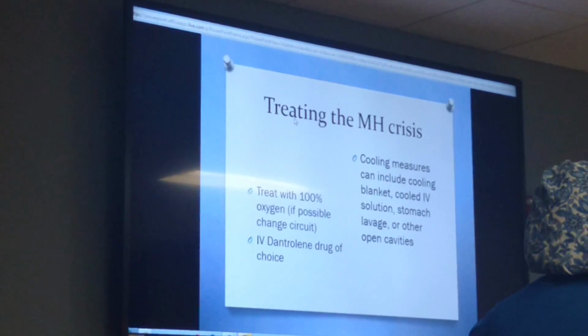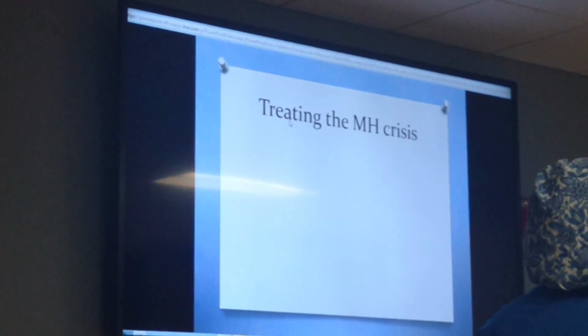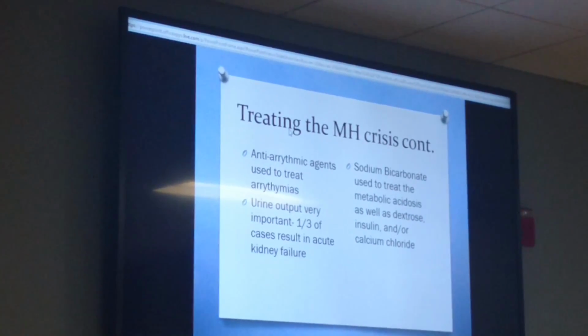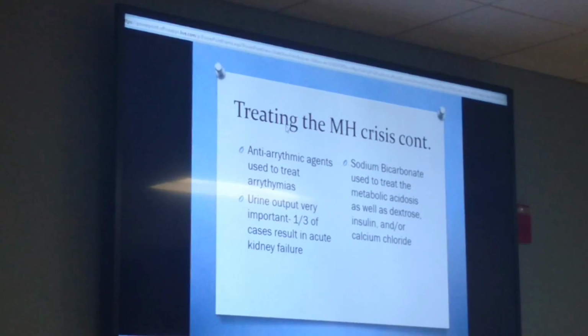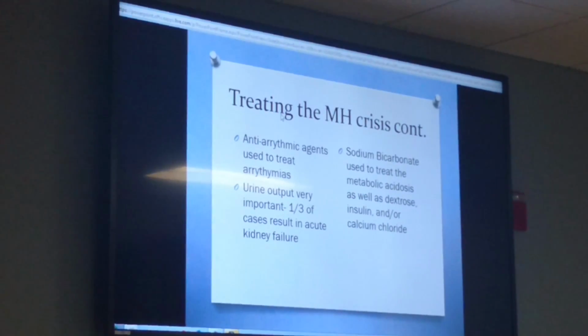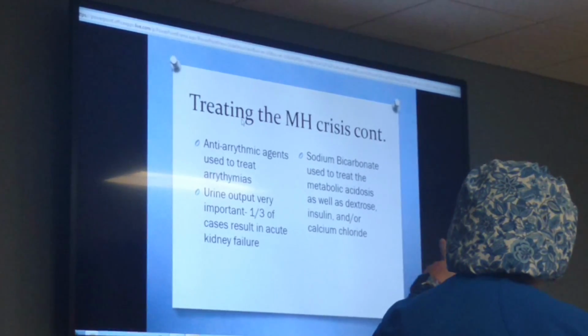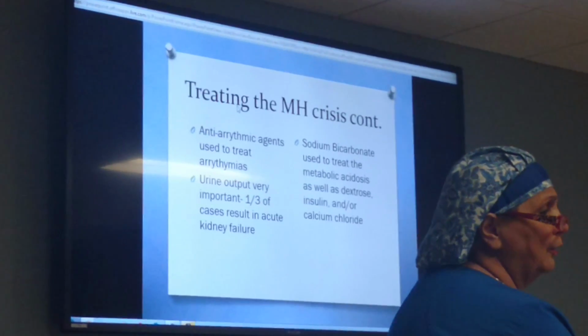Okay, so I told you, excuse me. You're going to have cardiac arrhythmias, so we need to be able to treat those cardiac arrhythmias. So you want to give your antiarrhythmic agents, okay? Your urine output, really watch the urine output.